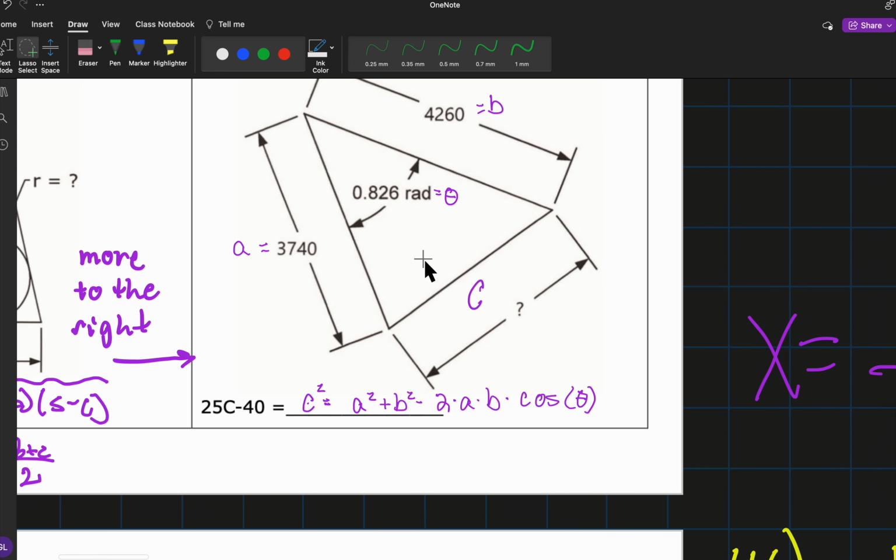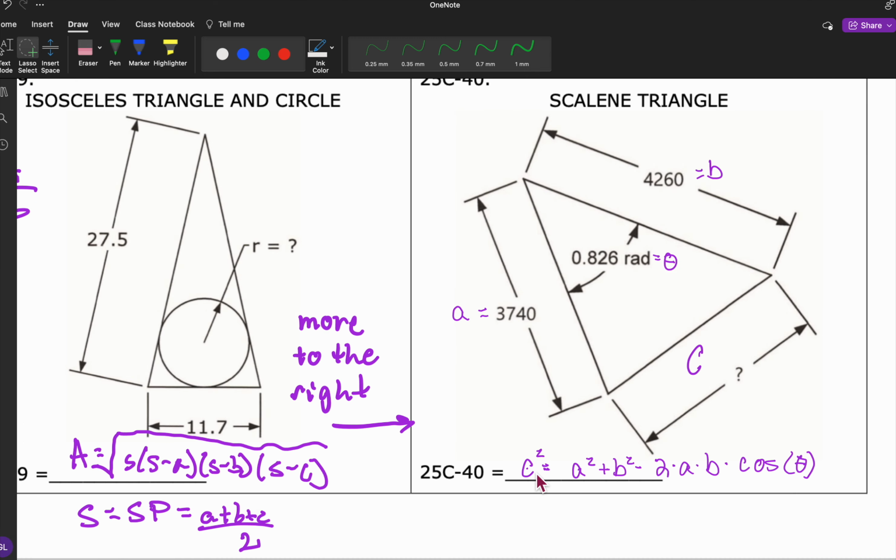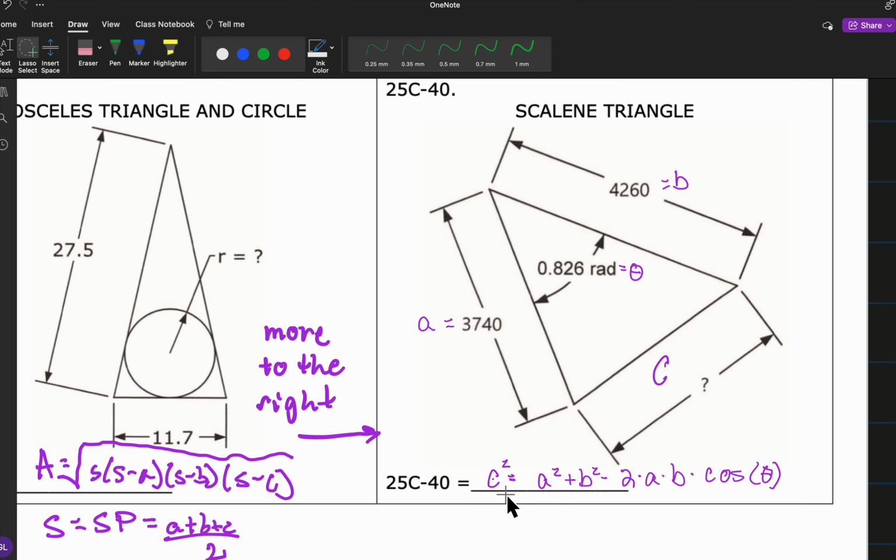That's the important thing. Doesn't really matter who's A, B, or C per se. The most important thing is the consistency between the angle and the side that you're solving for. They have to be opposites of each other. So in this case, C has to be the side opposite of the angle given, 0.826. Now whether A is the 3740 or the 4260 doesn't really matter.